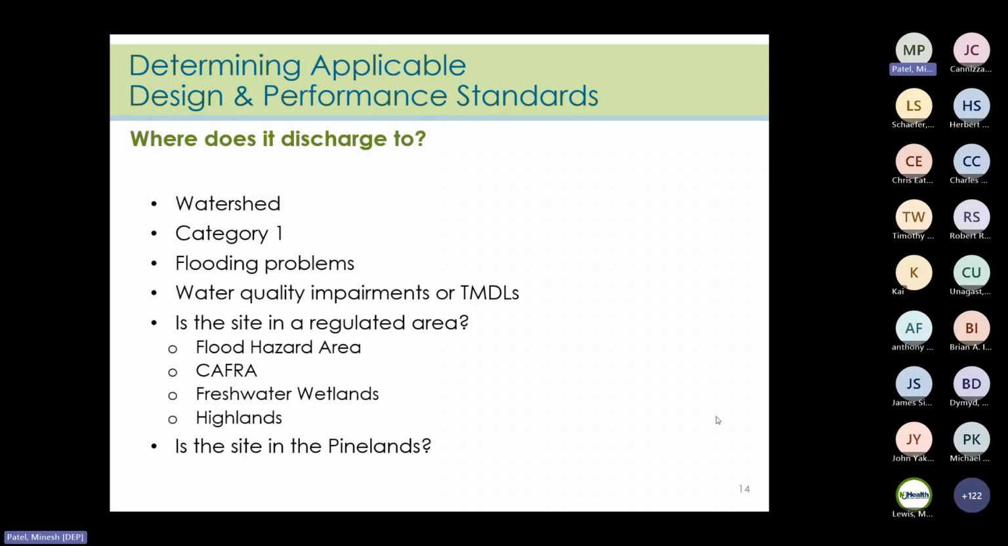Information such as whether the project is discharging to a flood hazard area or a Category 1 waterway are often not included, and therefore they're overlooked during the review. This information may also determine whether or not the project requires input from other agencies, such as NJDEP Land Use or even the Pinelands Commission.